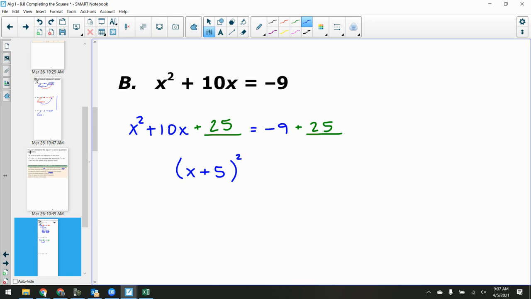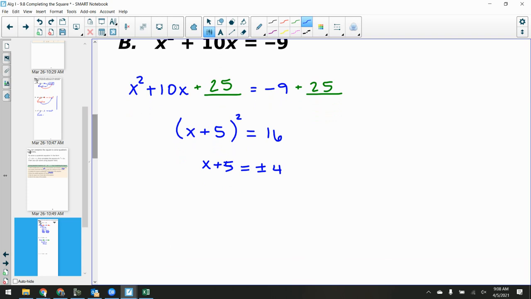Now what does the right side turn into? What's negative 9 plus 25? 16. Which is really convenient because what does it turn into when we square root it? What's the square root of 16? 4. Plus or minus 4. See, at this point, this is where I go into my two equations. Remember every time we factored, at the end we had to put it into two equations? Same thing.